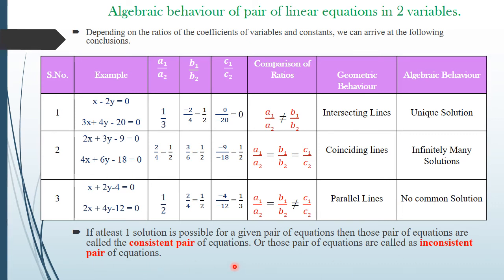In many examples they will be asking you, find out whether these given pair of linear equations are consistent or inconsistent. If it has at least one solution, means if it is having unique solution or if it is having infinitely many solution, in both the cases that pair of linear equation is considered as consistent pair, or else it is taken as inconsistent pair of equation.